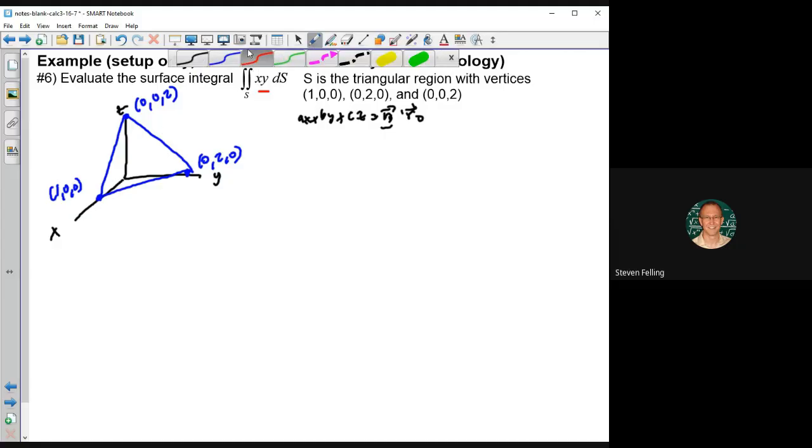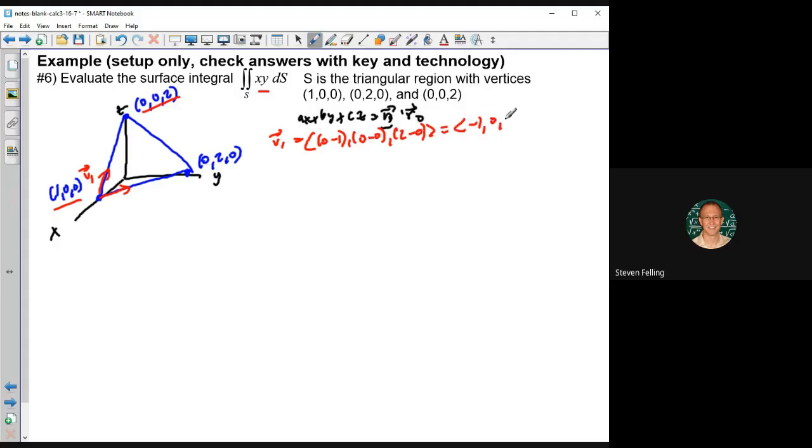So let's quickly define a couple vectors. What if we did this? Let's do this vector, okay? And then I'll take this vector. So actually I'm going to take the vectors all the way across here, but just to not clutter this too much, this vector here, I'm going to call vector 1. That vector would be this minus this, right? So that's going to be 0 minus 1, 0 minus 0, and 2 minus 0, which would be the vector -1, 0, 2, okay?